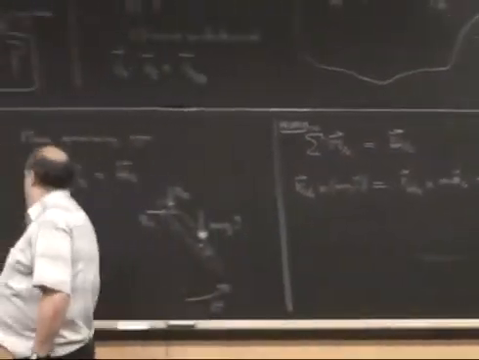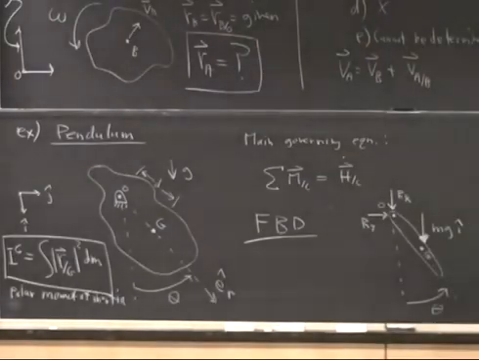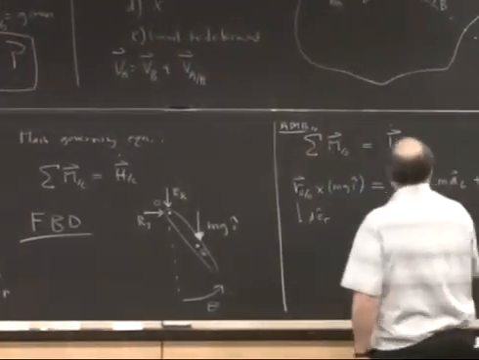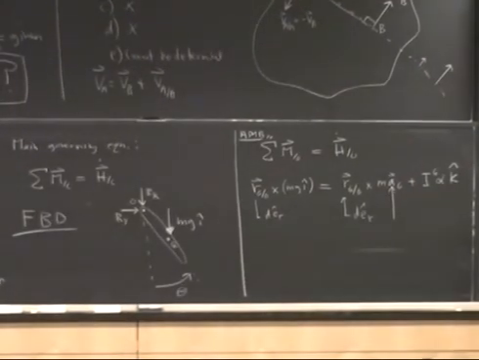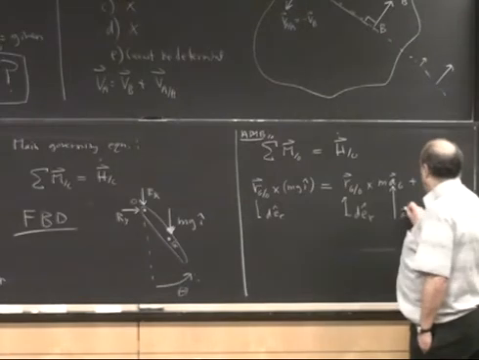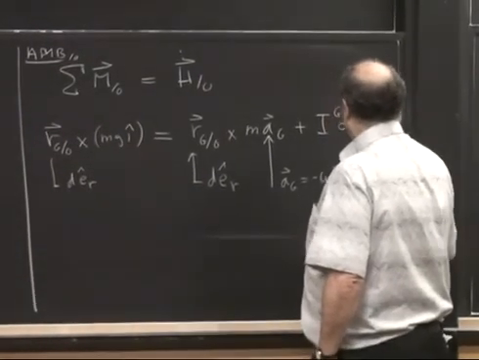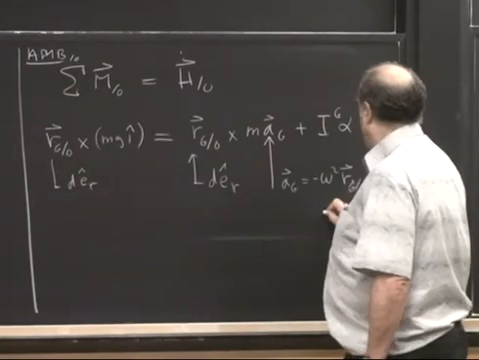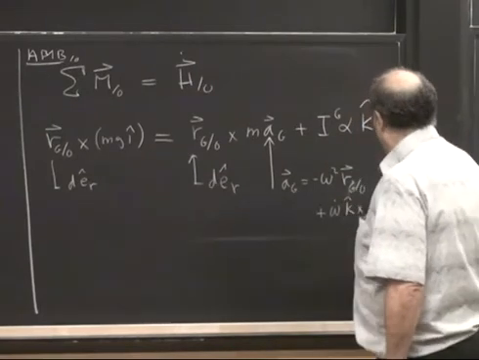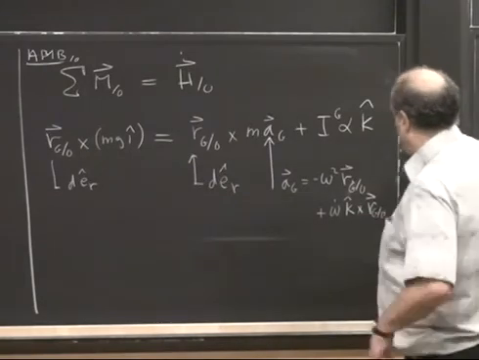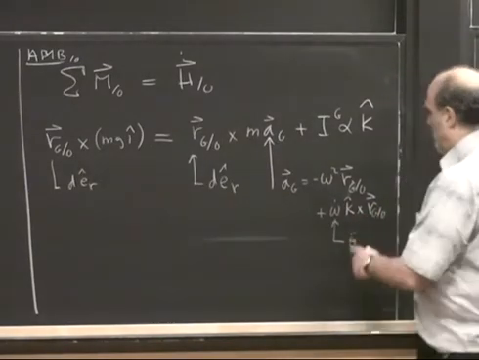Well, I can invent a direction here I'll call e_r, and therefore this thing is d times e_r. This thing is just a point going in circles. So what's the acceleration of a point going in circles? It's a minus omega squared times the position of G with respect to O, plus an omega dot times k cross the position of G with respect to O. That's the theta double dot term in the formula for polar coordinates for acceleration.